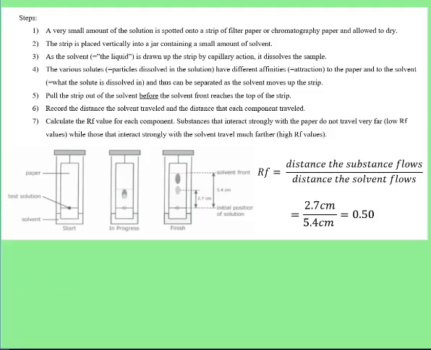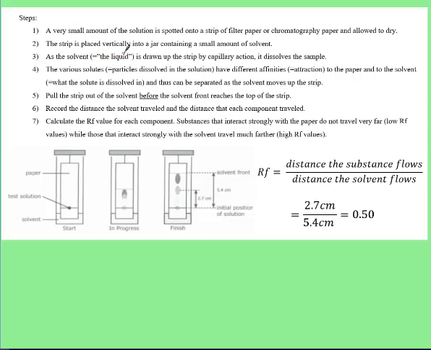So your steps on doing a chromatography experiment is you first get a very small amount of the solution that you're trying to separate, and that's spotted onto a piece of filter paper or chromatography paper and allowed to dry. Notice that that test solution has to be a few centimeters from the bottom of the paper. Then that strip is placed vertically into a jar containing a small amount of solvent. Notice that the solvent is below the line of our test solution.